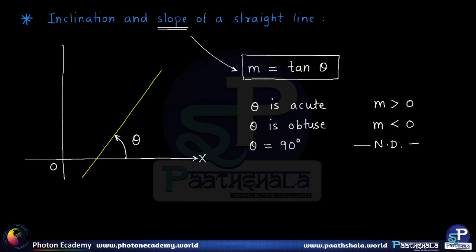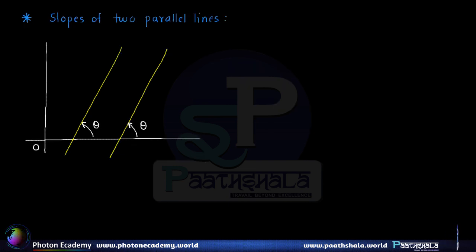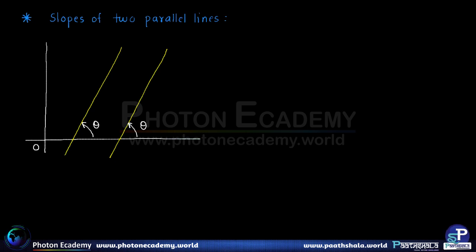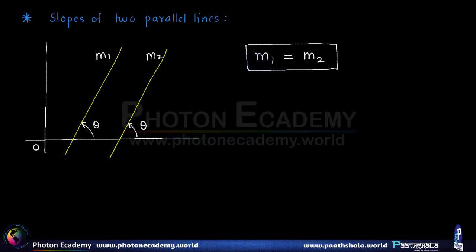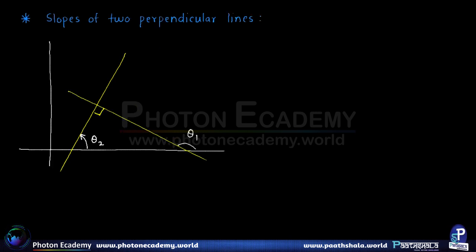Now let's move ahead and see some special cases. Suppose we have two parallel lines. What it means is they make the same inclinations with the x-axis. If we consider the slopes of the two lines to be m1 and m2, then the inclinations being the same, it is obvious that the slopes of the two lines are also equal because the tan of inclinations of both the lines are equal. So the important point to remember is if two lines are parallel, then their slopes are exactly equal.